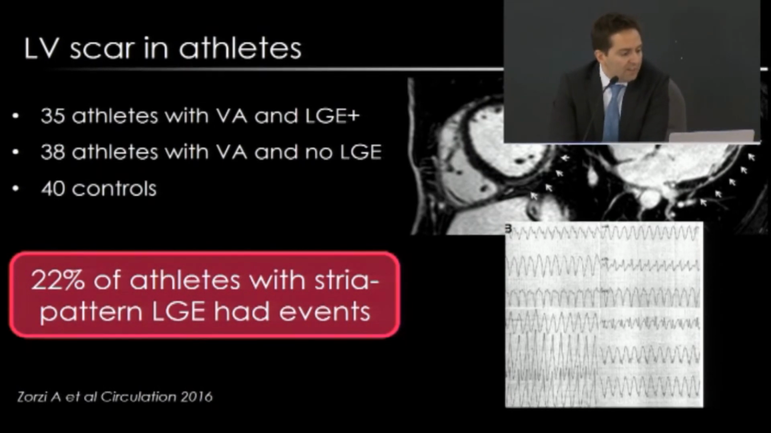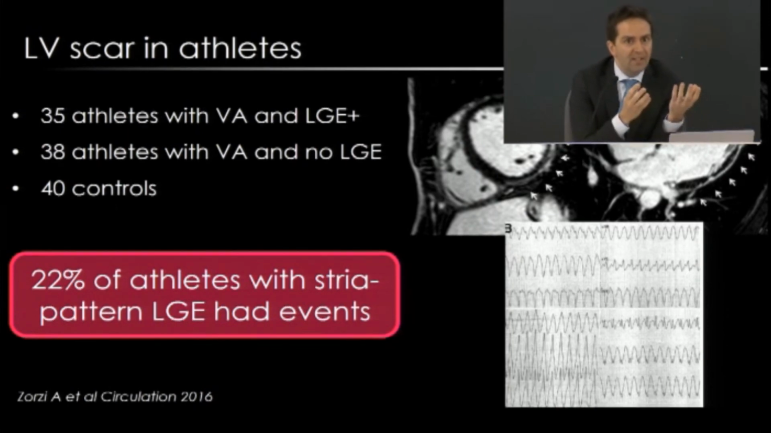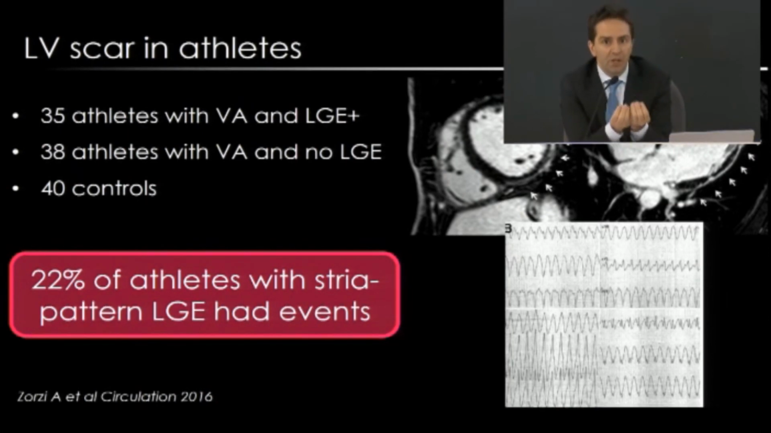And 22% of those athletes had the association of a positive late gadolinium enhancement with a stria pattern, so not patchy areas of late gadolinium, with a stria pattern, and this was associated with ventricular arrhythmias and a bad prognosis. So when you still find some areas of positive late gadolinium enhancement with a stria pattern and you have arrhythmias, you have to definitely stop the athlete after a myocarditis.